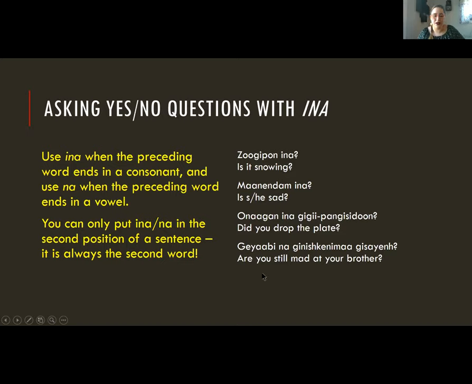Okay, and then this one. Are you still mad at your brother? Gyabi is a particle that means still. Gyabi. Gyabi na. Ginishkenima kisae. So gyabi is still. Na is the question mark.